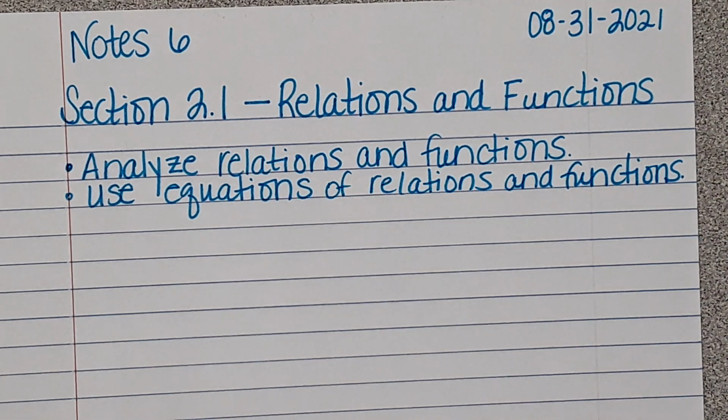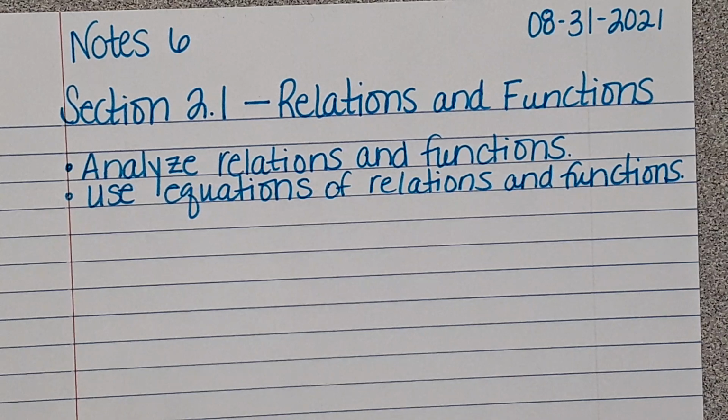So today, when we're done, you should be able to analyze a relation and a function. What that means is you should be able to look at a relation and determine if it's a function, determine its domain, determine its range, and determine if it's one-to-one, onto, or both, or if it's not a function. And the other thing is to use equations of relations and functions.